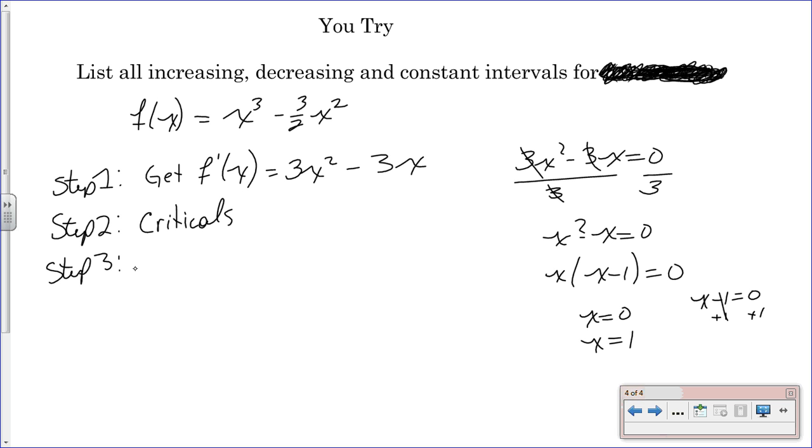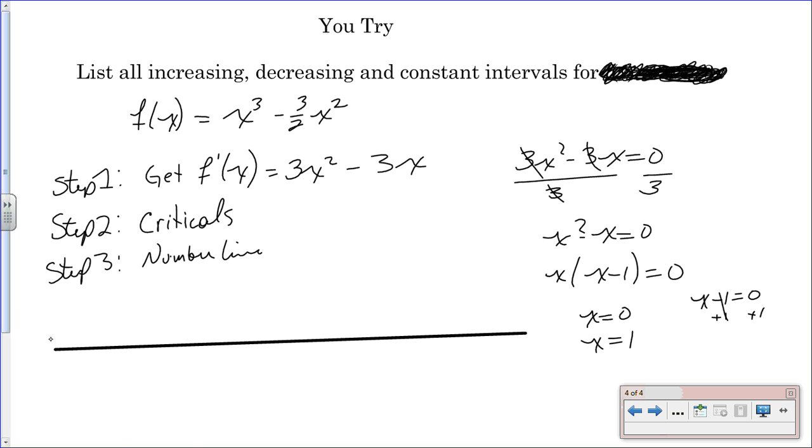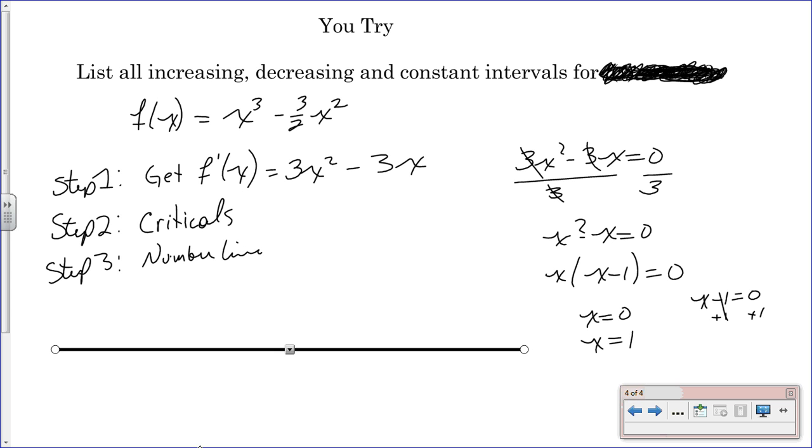Step 3 is the number line. So draw a number line, and we're going to plot our criticals. The line's not straight. That's what happens when you take your eyes off of the line tool. All right, so let's plot 0 and plot 1. I'm going to star them now. Those are our criticals. Let's test the number to the left, in this interval. I'm going to write this in a different color, let me write it in blue.